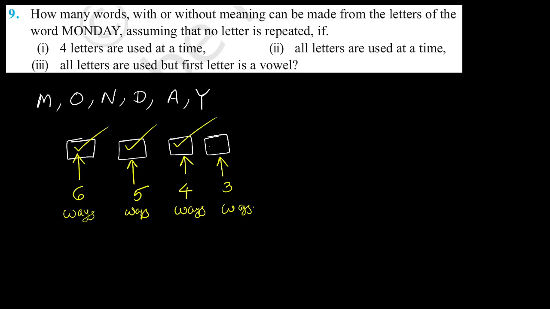So filling all the boxes will be 6 into 5 into 4 into 3. Understood? 30 into 12 is 360, right? 360 ways is the answer. The first question is done.